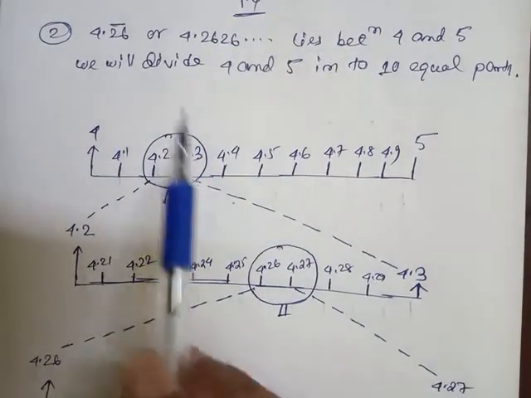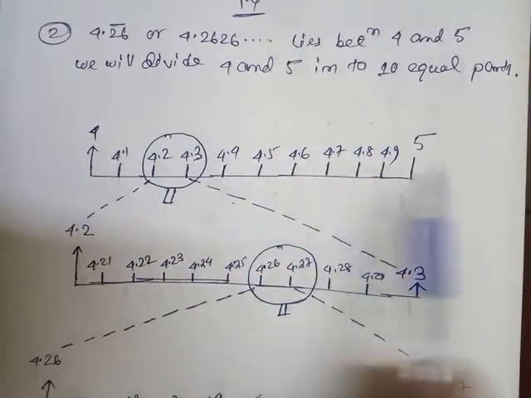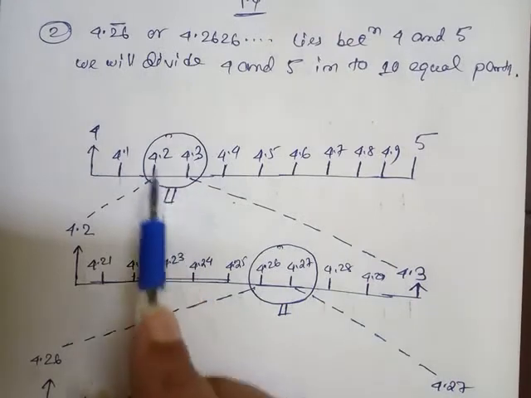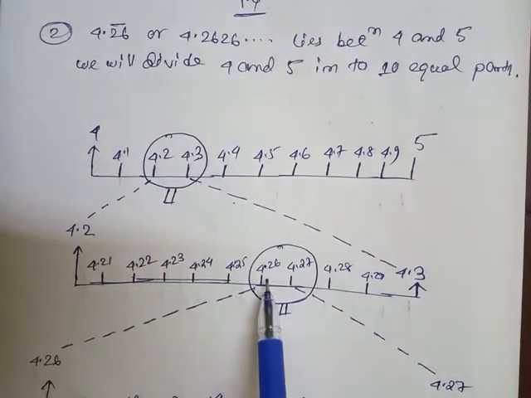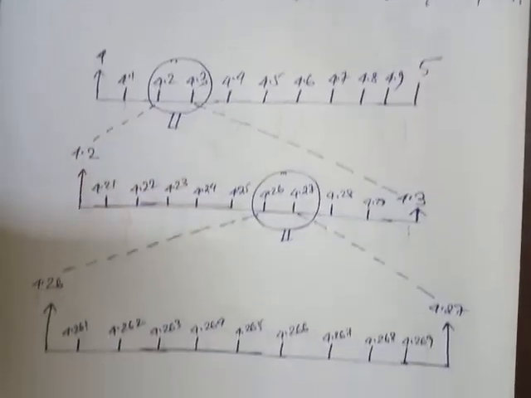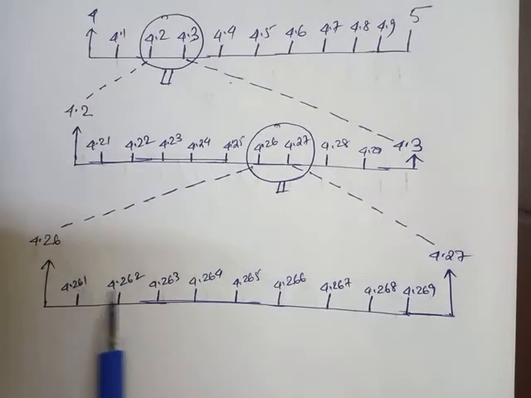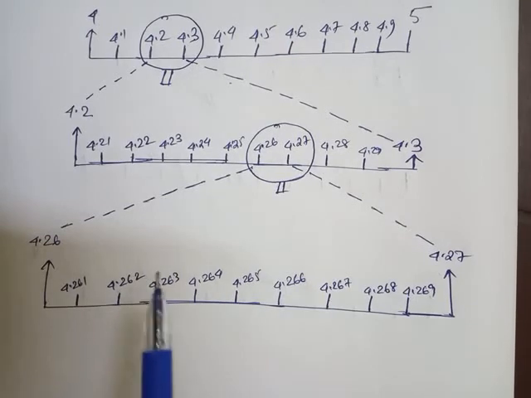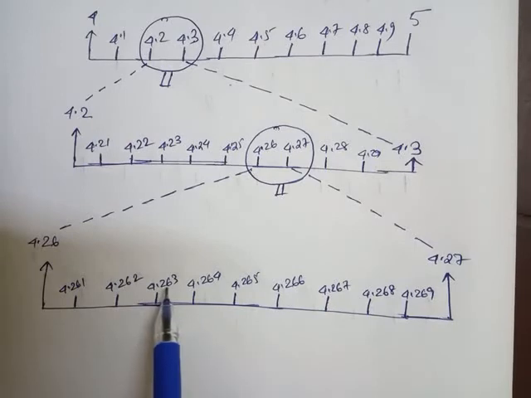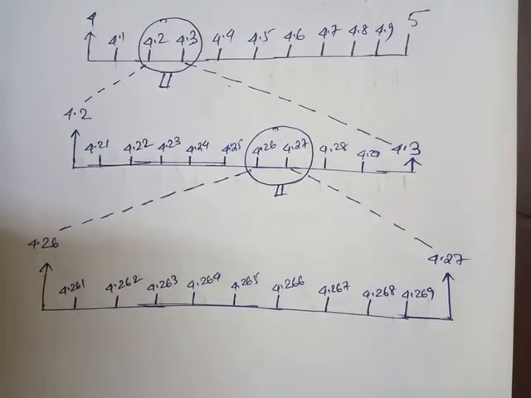First step, between 4 and 5 we have magnified 4.2 and 4.3. Now after magnification of this portion we found that 4.26 and 4.27 we have magnified again, and after magnifying this portion we have got 4.262 here. Now the next part would be 4.262 and 4.263. We will go for the magnification here again.